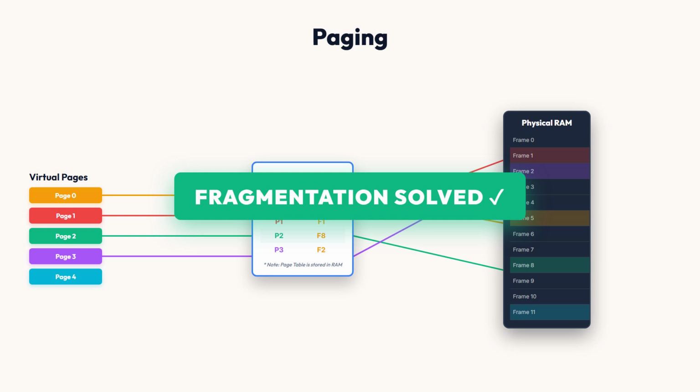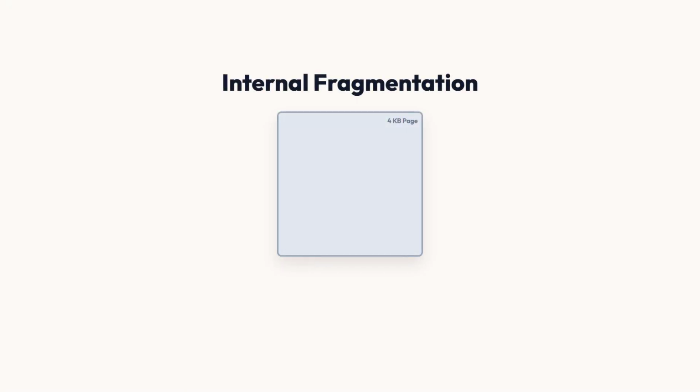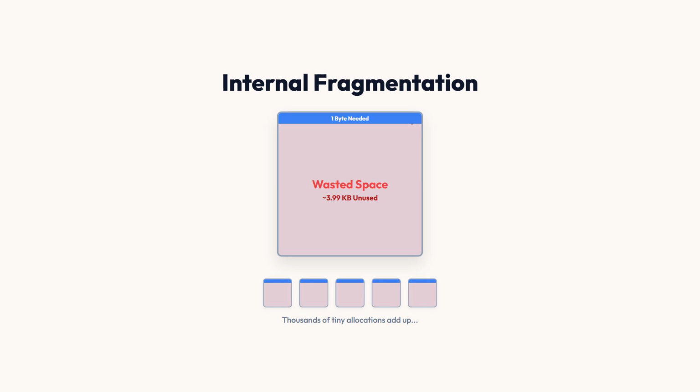But as any engineer will tell you, there is no such thing as a free lunch. By moving to paging, we traded external fragmentation for two new problems. First, we created internal fragmentation. If a program only needs a single byte of data, the system still has to allocate a full 4 kilobyte page. If you have thousands of tiny data allocations, that empty wasted space starts to add up.